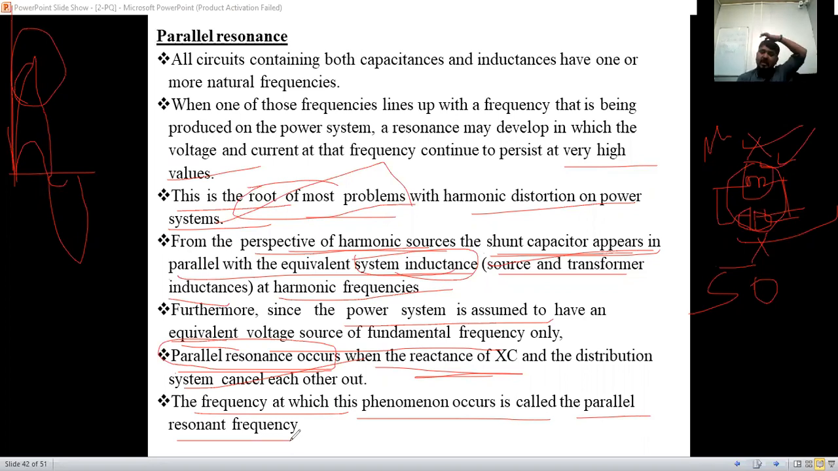The condition is very simple. We are going to use capacitors, which are connected in parallel with the system inductance. So during the resonance, what will happen? This XC will cancel with the system inductance. That we call parallel resonance. The frequency at this phenomenon is called the parallel resonant frequency. Any doubts here?